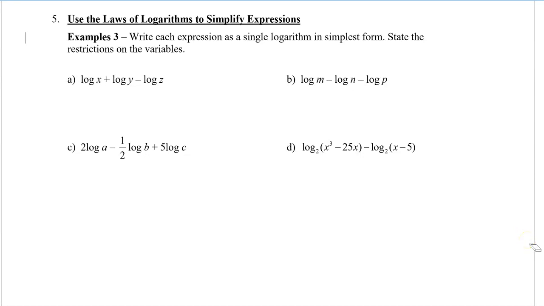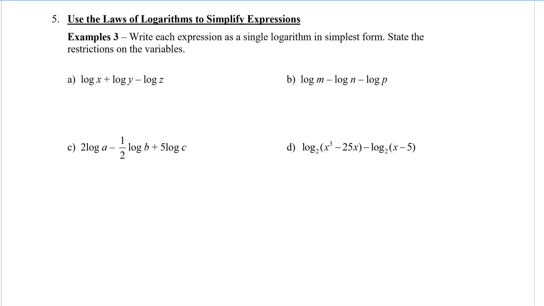In this video, I'm going to show you some more examples of how to use the laws of logarithms to simplify expressions. Now, in these examples here, none of them have just numbers. They're all variables, and they have two or more expressions. So what I want to do is to show you how to express these log expressions as a single logarithm in its simplest form. And then I'm also going to show you how to find the restrictions on the variables.